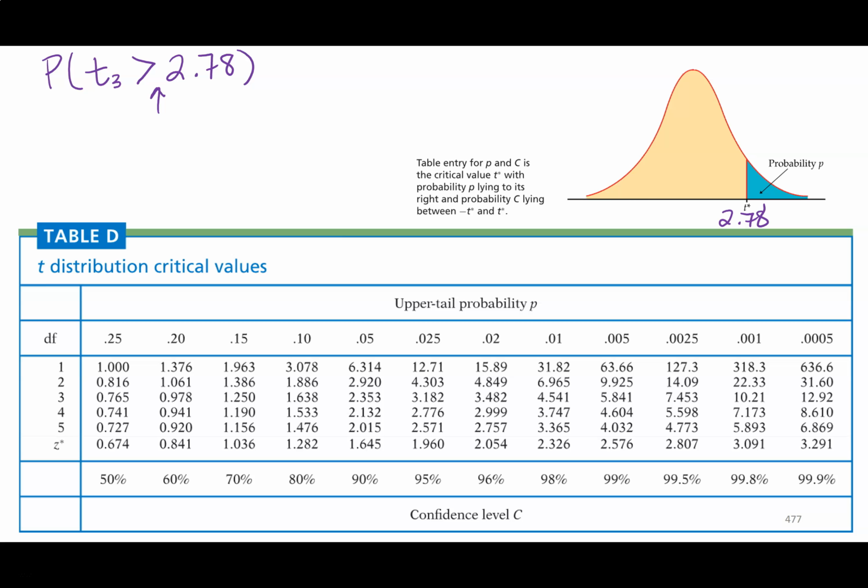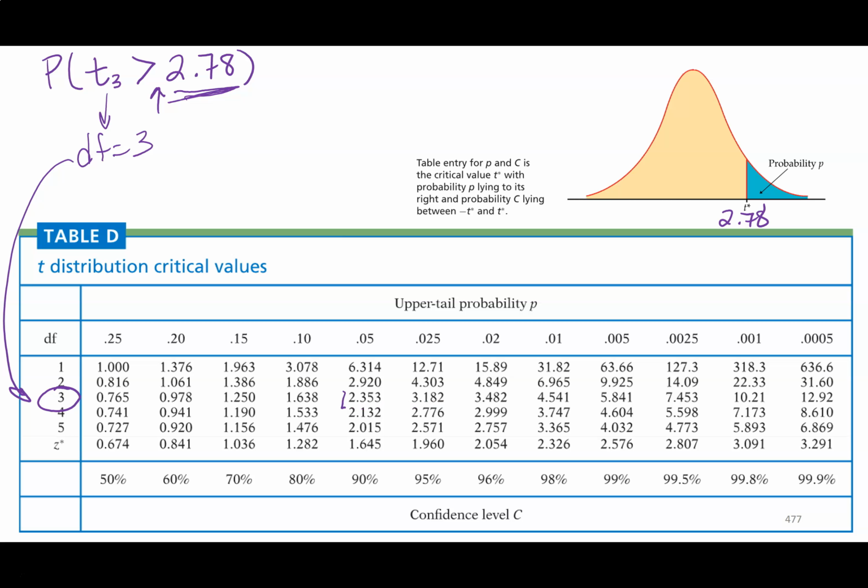So what I need to do, my degrees of freedom are 3. That tells me which row I need to find. So I need the degree freedom 3 row. And then I need to find where 2.78 is. Chances are it's between 2 of these numbers. So like 2.78 is not between 0.7 and 0.9. It's not between 1.6 and 2.3, but it is between these two, right?